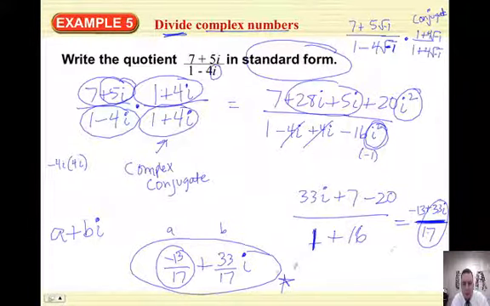This is tricky for people to do because they forget to break this down into a plus bi form anytime you see standard form. So star this problem. It's one of the most missed problems in the section.